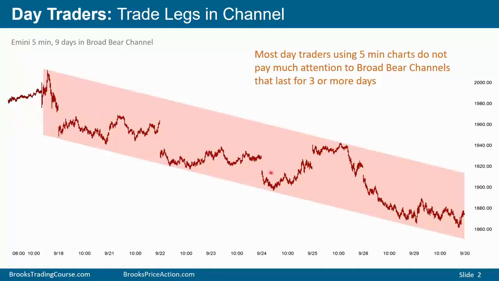If you're trading a 5-minute chart, you're not going to be seeing this. You're only going to be looking at 1 day or maybe 2 days worth of bars. However, if you do step back and use a bar chart and compress the bars together, and you can look at a lot of bars like this, you can see that, in fact, the market's in a broad bear channel. As a day trader, that's not all that important. And if you're going to be looking at this many bars, it's better not to be trading the 5-minute chart. It's better to be trading a higher time frame chart like a 15-minute or a 60-minute chart.